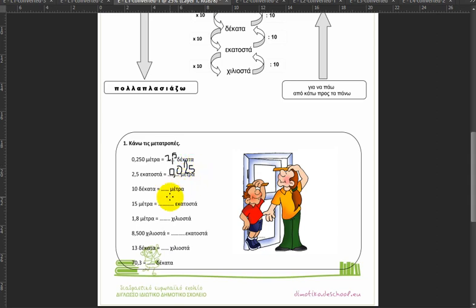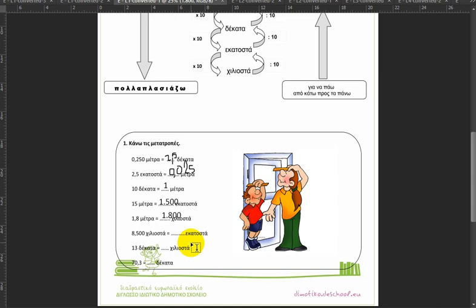Actually, you know what? We're going to write the rest of these so that it's a little bit easier. 10 decimeters into meters means I need to divide this by 10, so I'm just going to go 1. Next up, we have 15 meters into centimeters. That's 2 steps down, so multiply this by 100, and I get 1,500. From meters to millimeters, that's times 1,000. So we would multiply this by 1,000, and we would get 1,800.